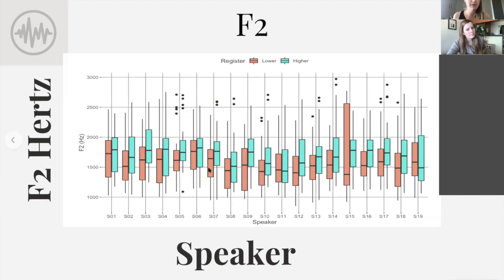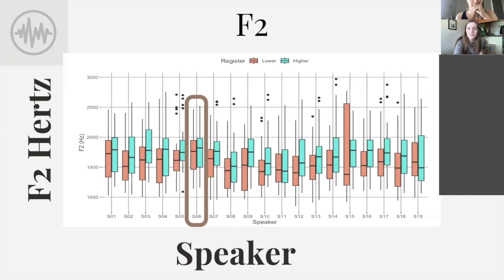Anyway, this is F2 in Hertz. Speaker 6 is here again. Again, there's not much difference at all, even in terms of the variance, the size of the boxes, or where the median is. So this would be one of those cases where F1 and F2 don't change much from the low to the higher register, but the perceived femininity of the voice does. Certainly, right? I think so. Maybe I'm not the best judge, but I think it did.